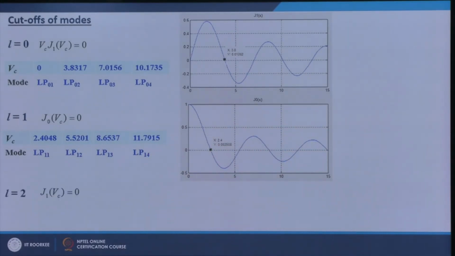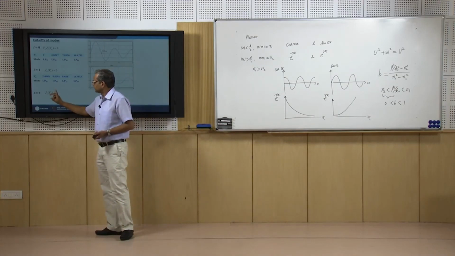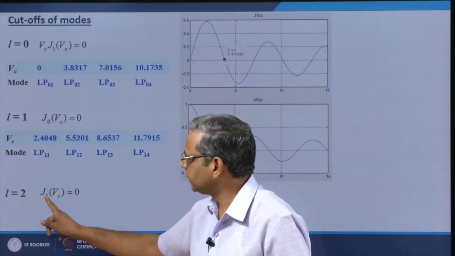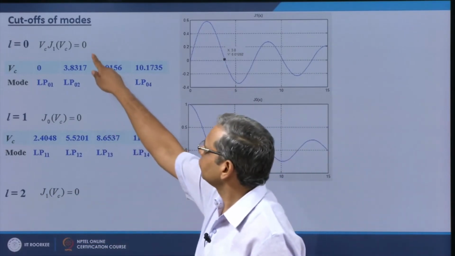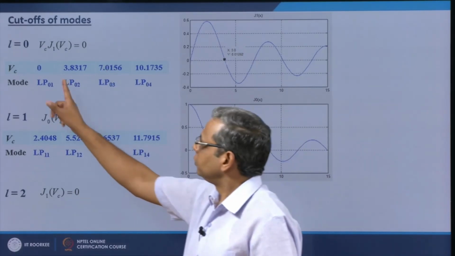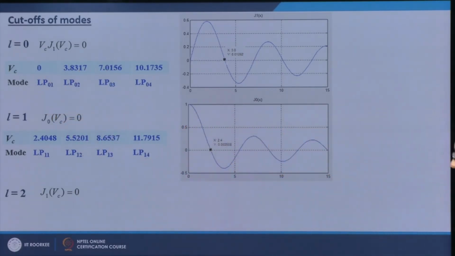Now, let us look at L is equal to 2. Since the cutoffs are J(L minus 1) Vc is equal to 0, this becomes J1 Vc is equal to 0 for L is equal to 2. So, it is the same as this one. But I will have to exclude this Vc is equal to 0 here, because this cutoff cannot be shared with any other mode.